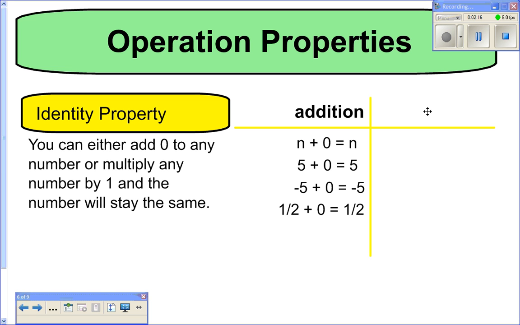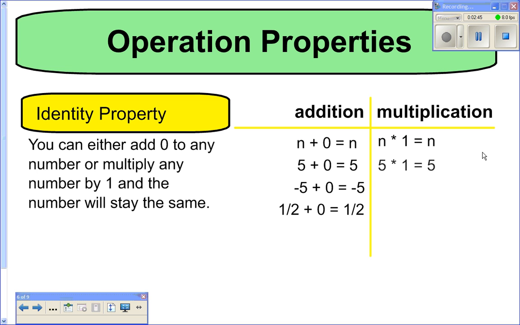What about the identity property of multiplication? Well, the identity property of multiplication says that if you multiply any number by 1, the number stays the same. How many times do we have n? 1 time? Then the product is n. It retains or it keeps its value.